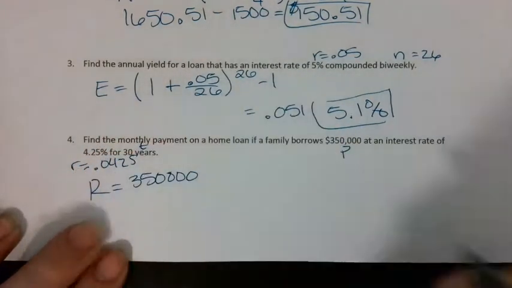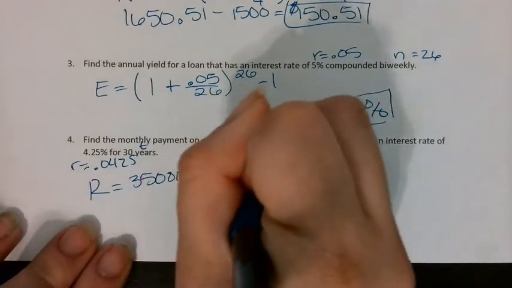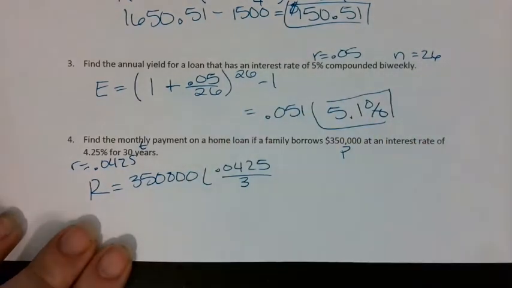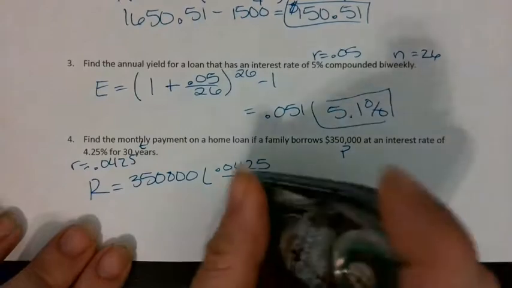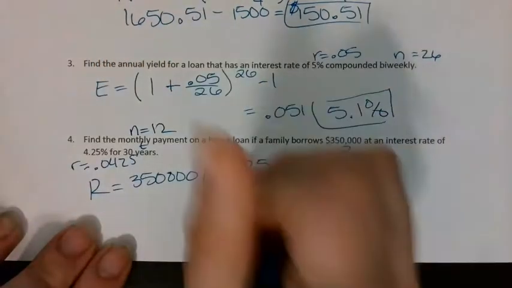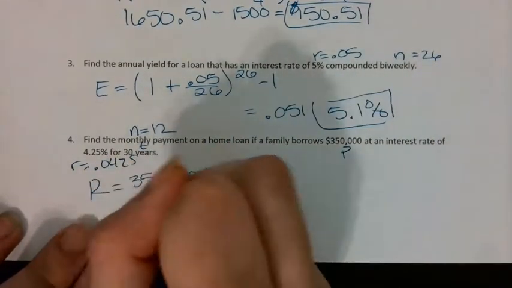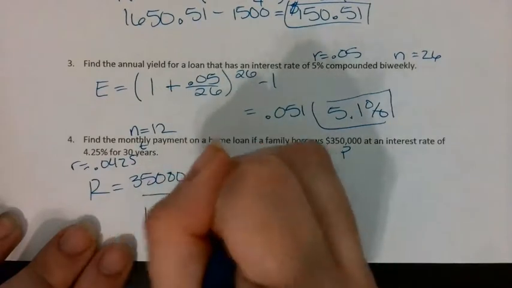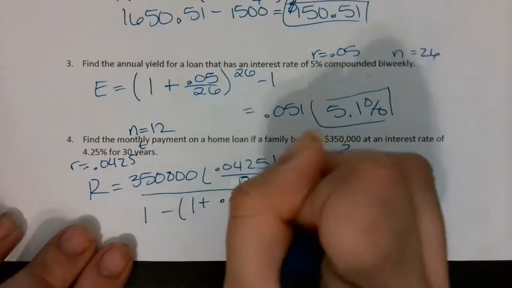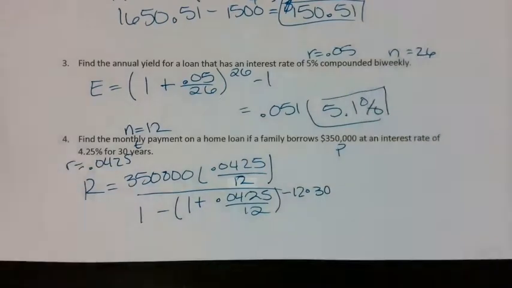350,000, I don't know what I was saying there, 0.0425 over, nope, I forgot to find my N, which was how often the payment is made. Monthly is 12. Over 1 minus 1 plus 0.0425 over 12 to the negative 12 times 30.